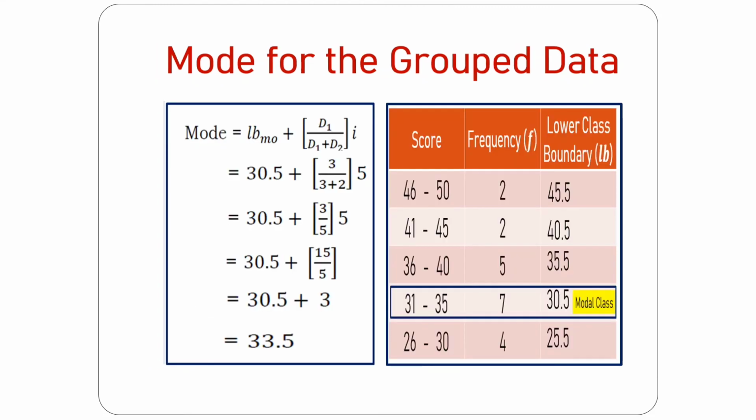This is now the computed mode of the grouped data, 33.5. As you can see, the computed mode falls within the class 31 to 35. Therefore, the mode of the fourth periodical test scores of grade 7 Narnia in mathematics is 33.5.